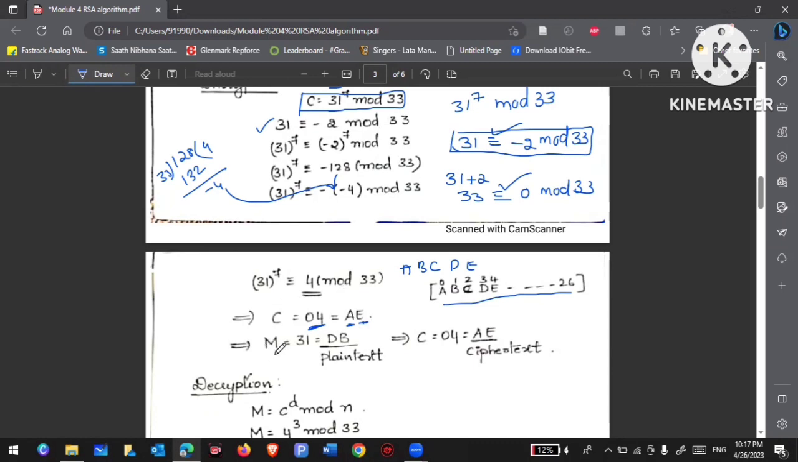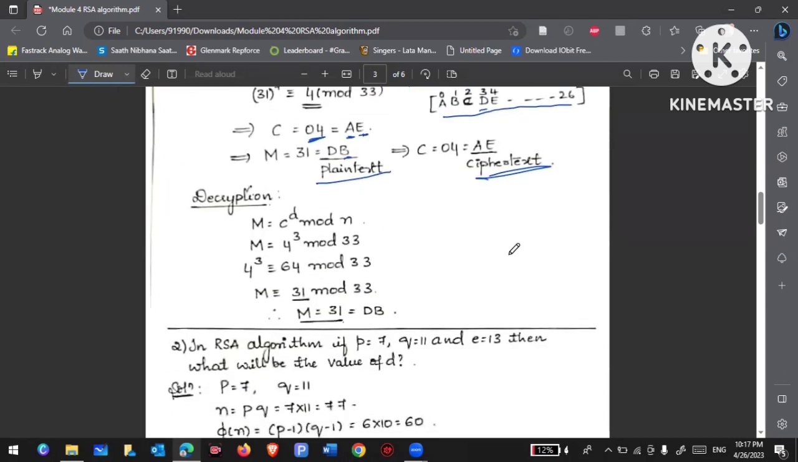Finally, capital M is equal to 31, which they have given in the question. 3 stands for D and 1 stands for B. As I told, capital M represents the plain text, and this capital C, which is equal to 04 and which we have written as AE, represents the ciphertext. Then the last part is the decryption part.